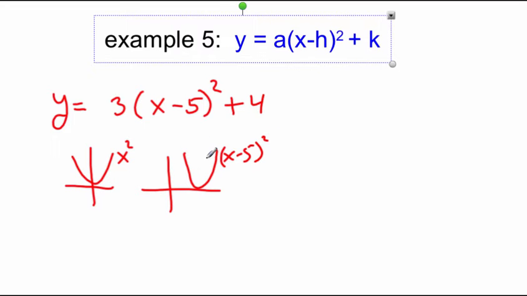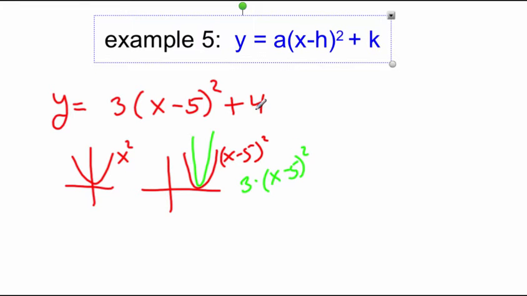Then we've decided to stretch it by 3. So I'll just draw that in the same place. I've just made it a taller one. So that green one is 3 times x minus 5 all squared.